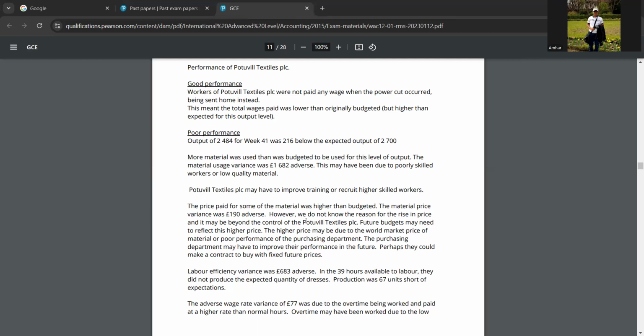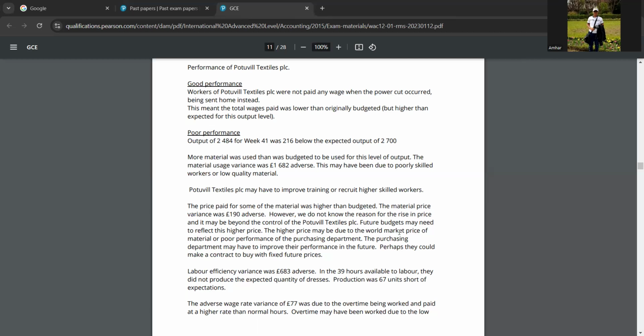We can say, however, we do not know the reason for the rise in price, because it's beyond the control of the company. Okay, so the supplier will increase the price and sell the materials at higher prices. So it's not within the control of Pottuvel Textile. It's beyond their control. So they do not know the reason for the rise in price. Did you understand that part? Yeah, I understand that part.